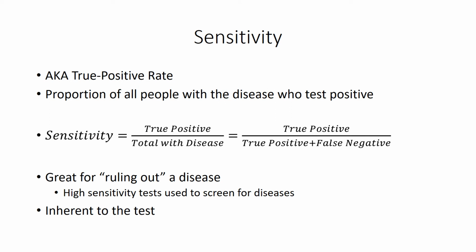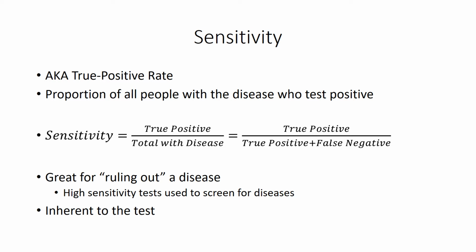The first term we will discuss is sensitivity. It's also known as the true positive rate. It is the proportion of all people with the disease who actually test positive. Mathematically, sensitivity equals true positive over total with disease. But remember, the total with disease is made up of 2 components: those who tested positive and actually have the disease, and those who tested negative, but they actually do have the disease. So true positives plus false negatives.